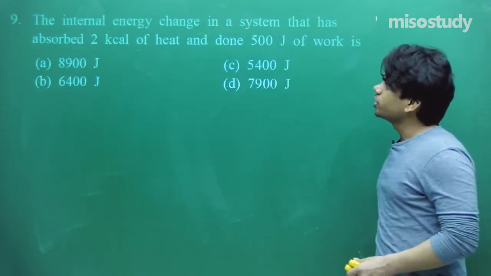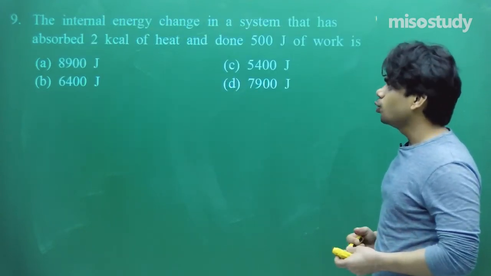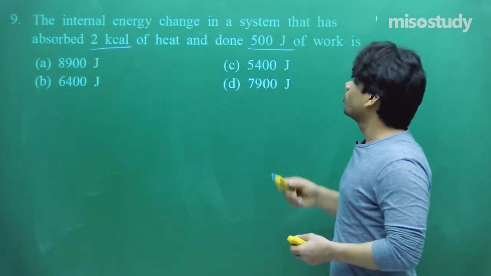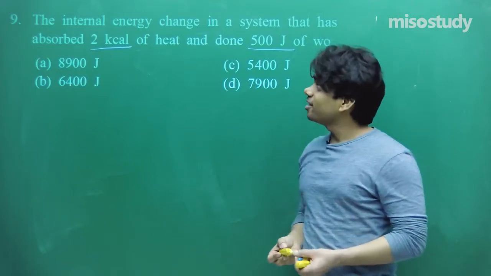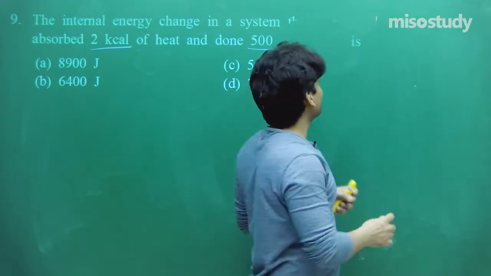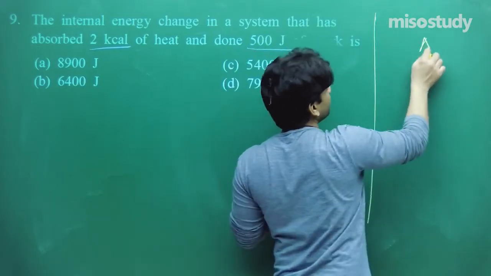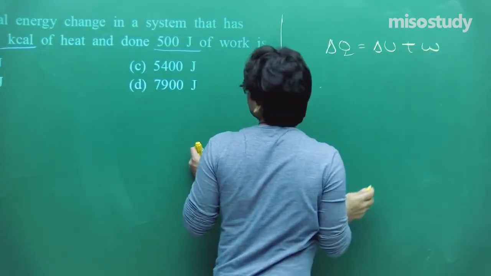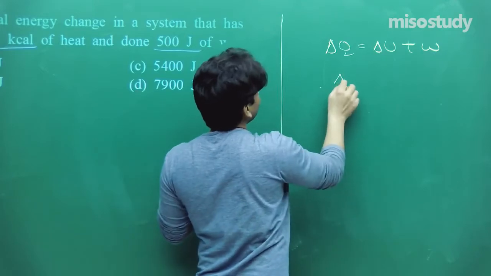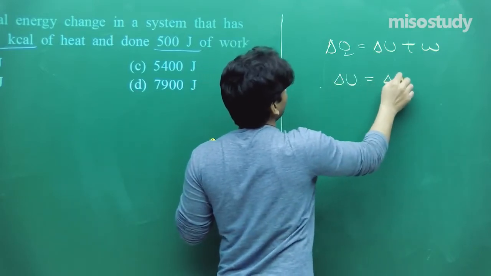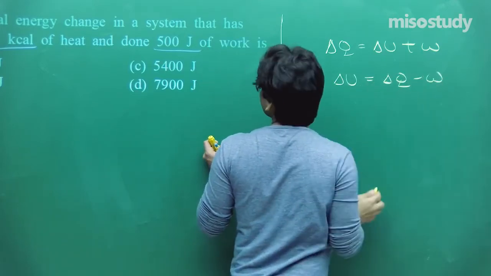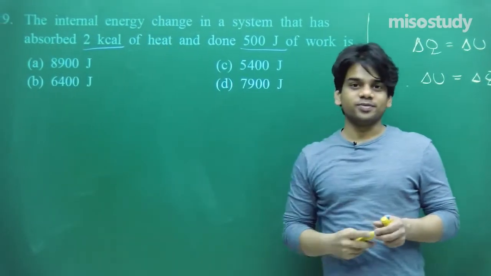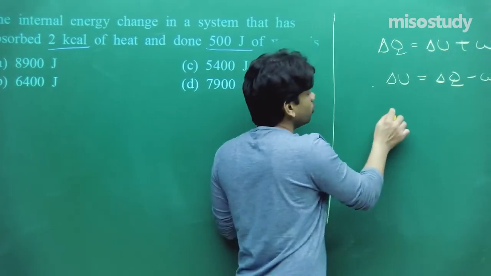The internal energy change in a system that has absorbed 2 kilocalorie of heat and done 500 joule of work is. That is the internal energy change we need to evaluate. You see here, delta Q is equal to delta U plus W. The change in internal energy will be delta Q minus W. It says that it has absorbed 2 kilocalorie of heat. So delta Q will be equal to 2 kilocalorie.